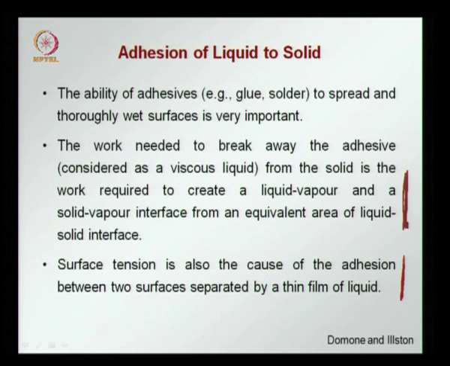Surface tension is also the cause of adhesion between two surfaces separated by a thin film of liquid. When you have two plates or two solid surfaces separated by a very thin film of liquid, we find that surface tension bonds the two surfaces together, and it requires a lot of energy to separate them. A good example that you might have come across is when you have two cups or two glasses, one inside the other, and it so happens that the surface between them or the interface is wet, and it is always difficult to separate the two glasses because of this surface tension of the water or any other liquid bonding the two together.